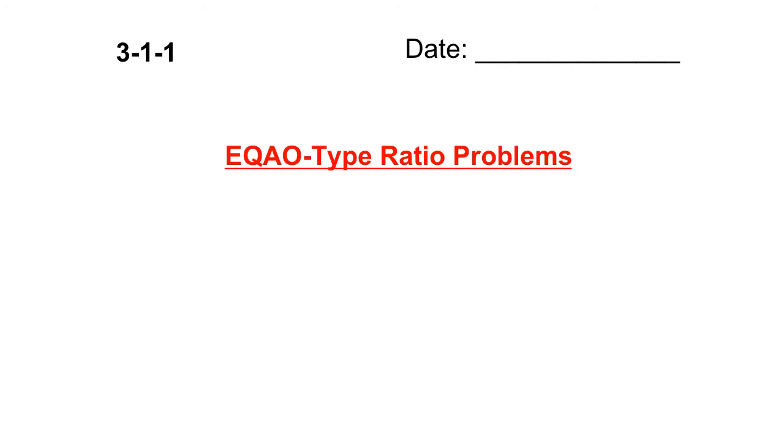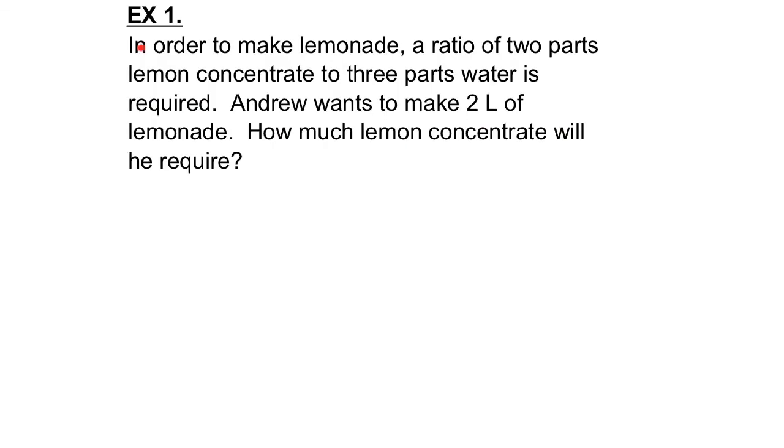This lesson really just goes through a couple examples of ratio problems that you might see on the EQAO exam. In order to make lemonade, a ratio of 2 parts lemon concentrate to 3 parts water is required. Andrew wants to make 2 liters of lemonade. How much lemon concentrate will he require?